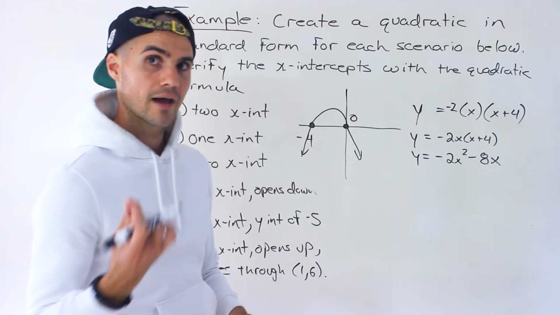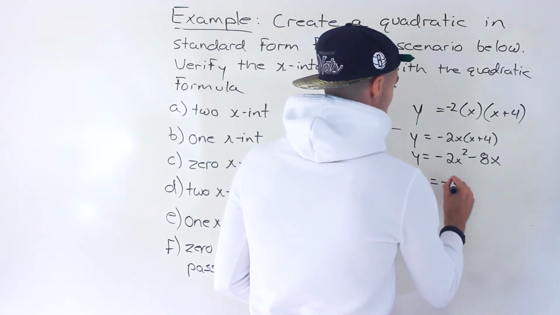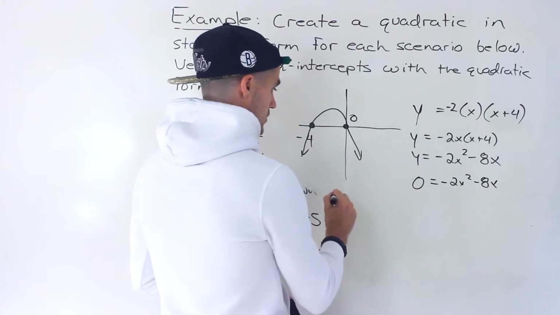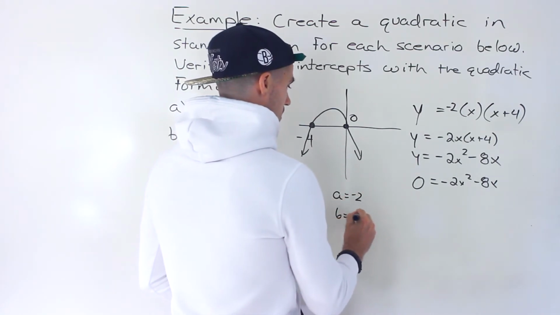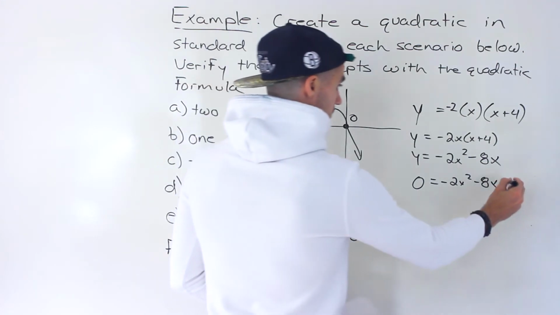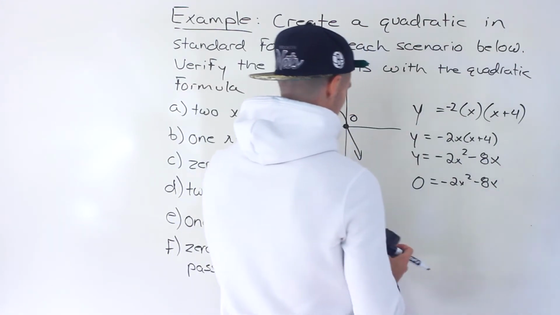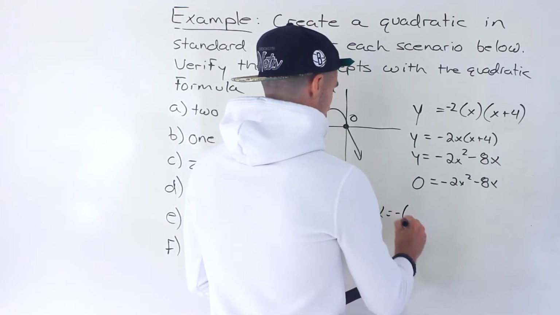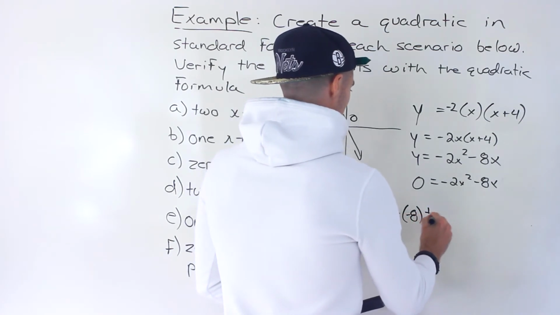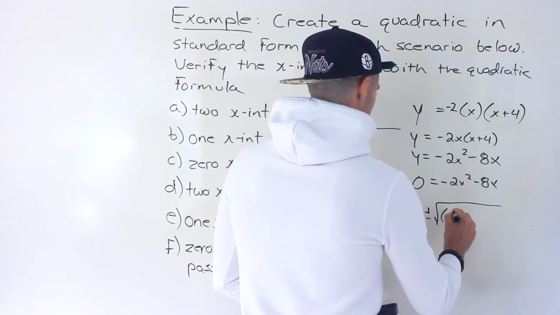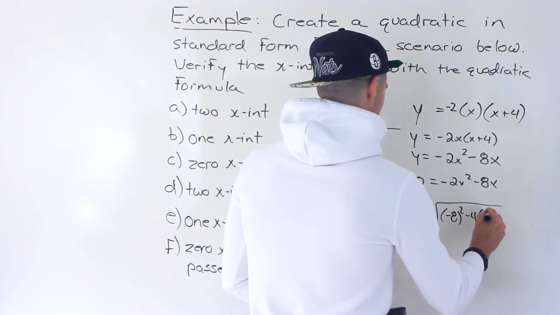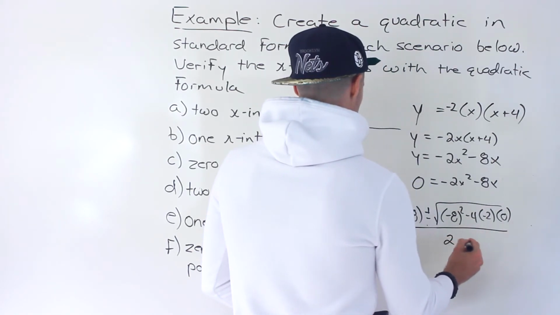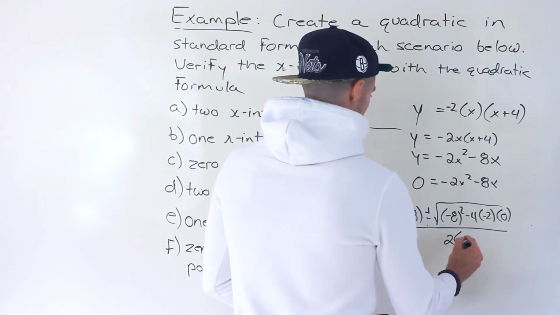Now let's verify it with the quadratic formula, plugging 0 for y to make it an equation. A is -2, b is -8, c in this case is 0, right? There's no c value, so it's just 0 over there. So we'd have x equals -b. Again, let's go straight into the formula. -b, so -8 plus or minus the square root of b squared, so -8 squared, minus 4 times the a value -2 times the c value 0, all over 2 times the a value -2, like that.